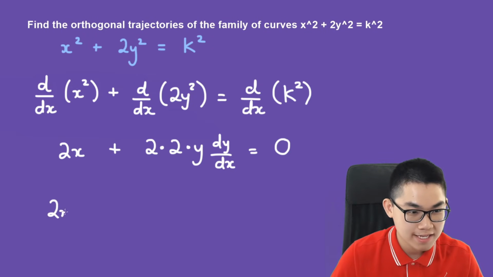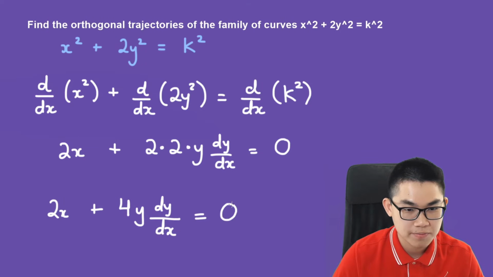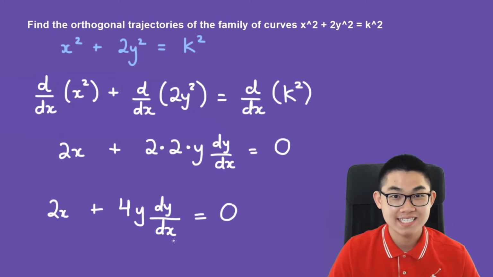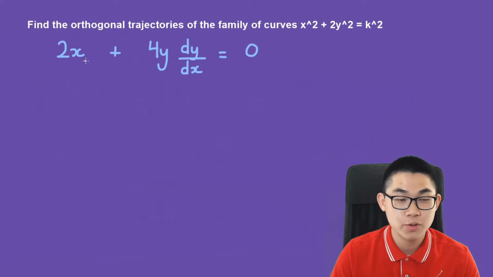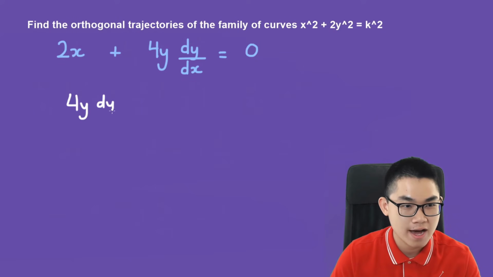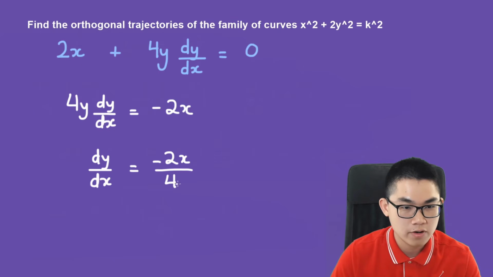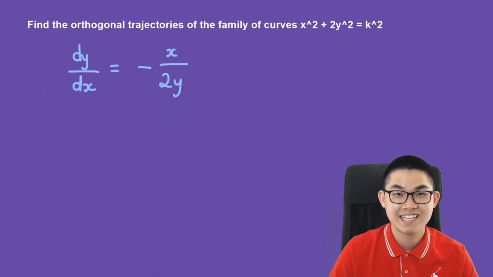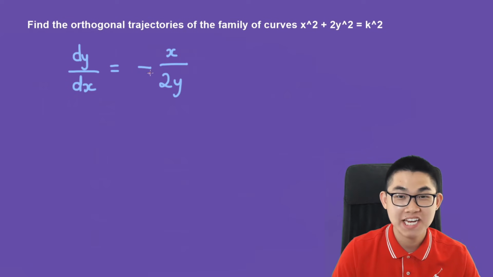This will give us 2x plus 4 times y times dy over dx is equal to 0. And now let's solve for dy over dx. We're going to subtract both sides by 2x, so we get 4y dy over dx is equal to negative 2x, and divide both sides by 4y, so we get dy over dx is equal to negative 2x over 4 times y, and we simplify it, so we get dy over dx is equal to negative x over 2y. So dy over dx is equal to negative x over 2y is the slope equation for the family A.